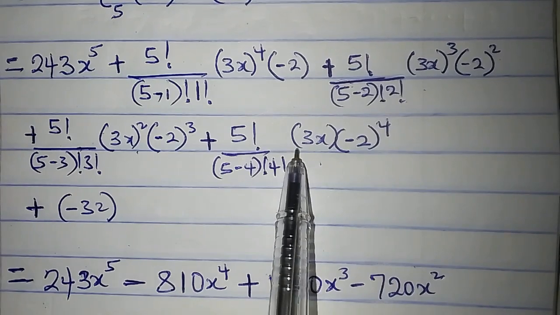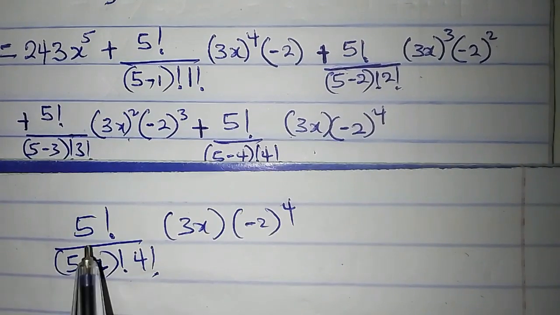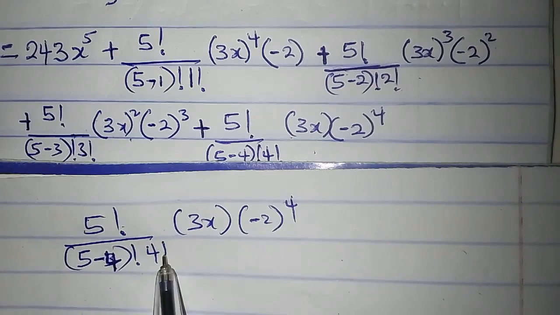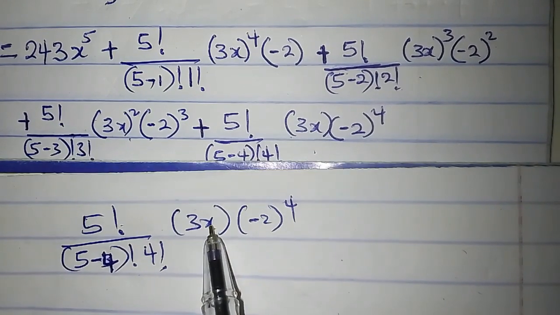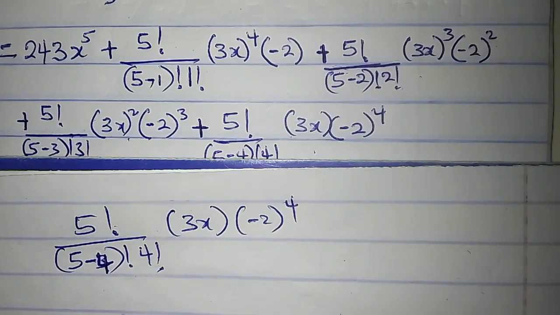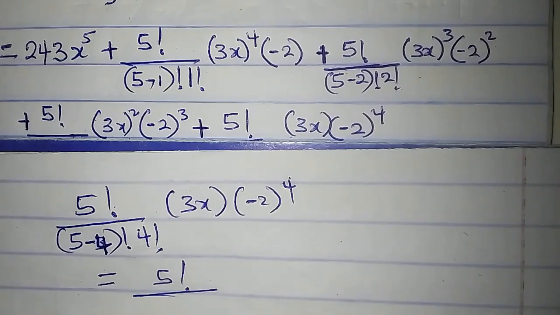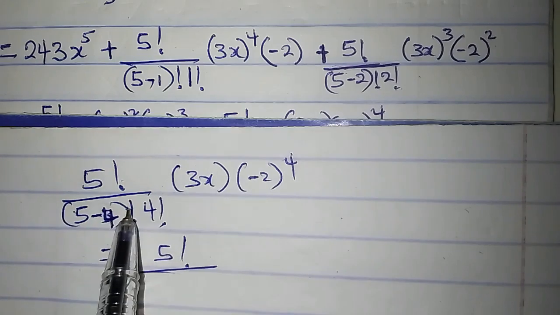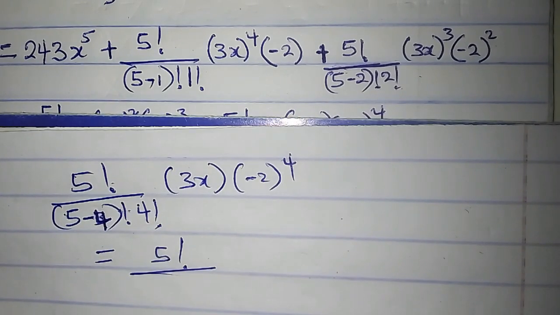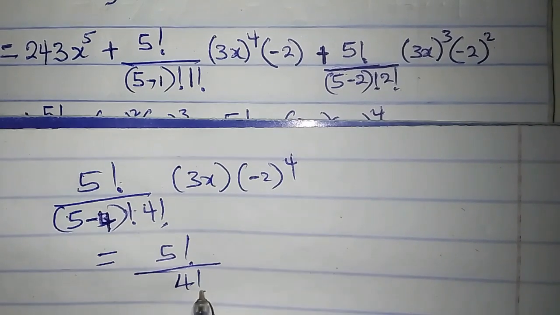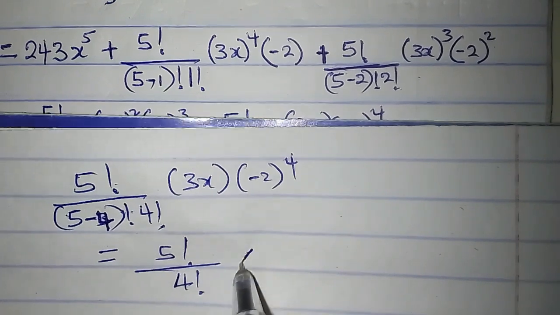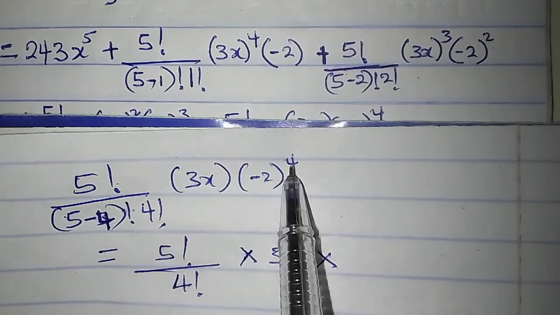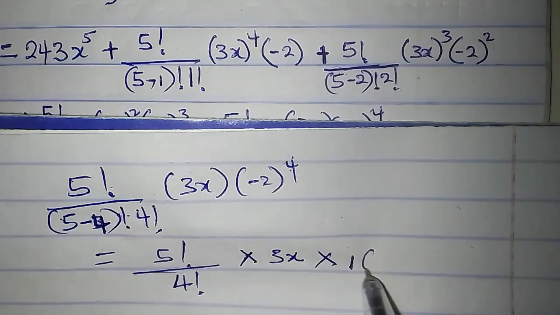Let's simplify this one now. So we have 5 factorial all over 5 minus 4 factorial times 4 factorial times 3x times minus 2 to the power of 4. 5 minus 4 is 1, so we have 1 factorial, which is 1. So we have 4 factorial left times 3x times minus 2 to the power of 4, which is positive 16.